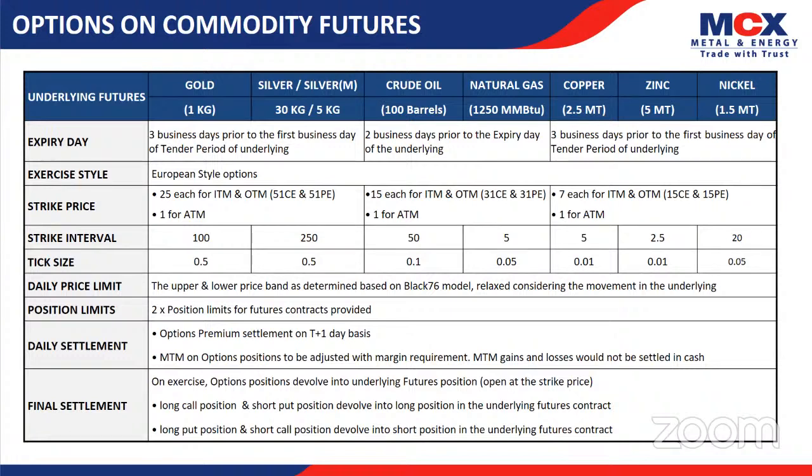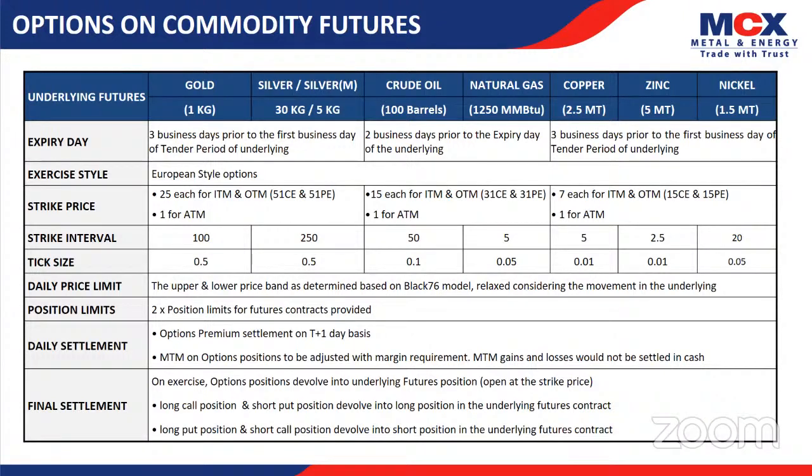So if we take gold and silver, the bullion side gold and silver mini options, these contracts expire 3 business days prior to the start of the tender period of the underlying futures contract. The same is the case with base metal options. These contracts expire 3 business days prior to the first day of the start of the tender period of the underlying futures contract. Whereas in crude oil and natural gas, the underlying is a cash settled product. So these two option contracts on the energy side expire 2 business days prior to the expiry of the underlying futures contract. That is something to be noted while we make strategies.